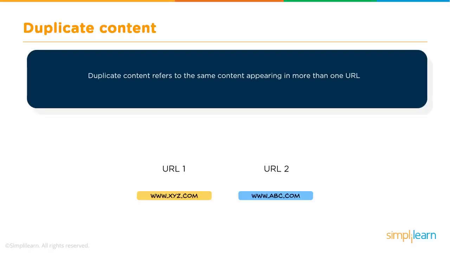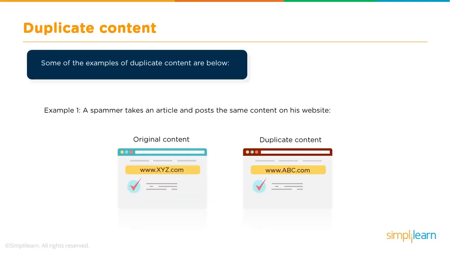We want to try and stay away from duplicate content, but some of us may stumble across it accidentally. We may find ourselves having content that's duplicated. We want to try and prevent that, because that's a no-no in the world of SEO. If we have duplicate content appearing in more than one URL, there are ways to rectify it so the search engines don't recognize the content twice. Some examples of duplicate content are, for example, a spammer taking an article and posting the same content on his website.